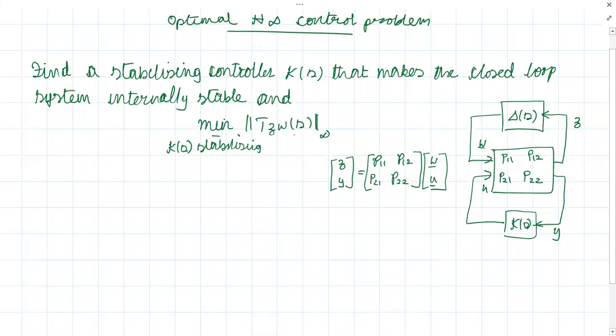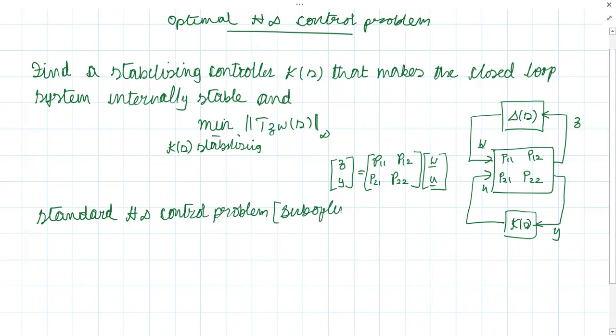Now, this is not an easy problem. Not a straightforward thing. We cannot solve it in one shot. So there is something called the standard H infinity control problem, and this is also called the suboptimal H infinity control problem.